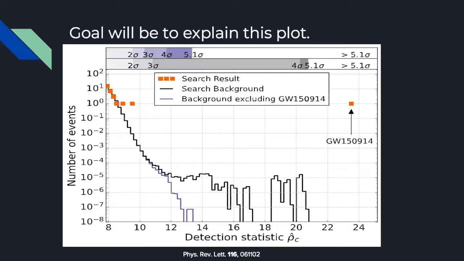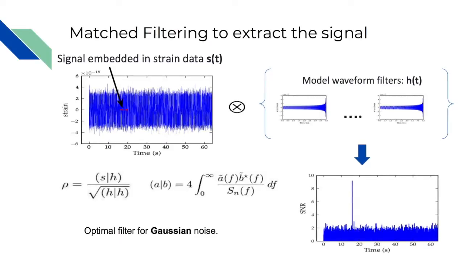So what we're going to try to answer today is, how do we calculate this curve? And what does this detection statistic here actually mean? What is that?